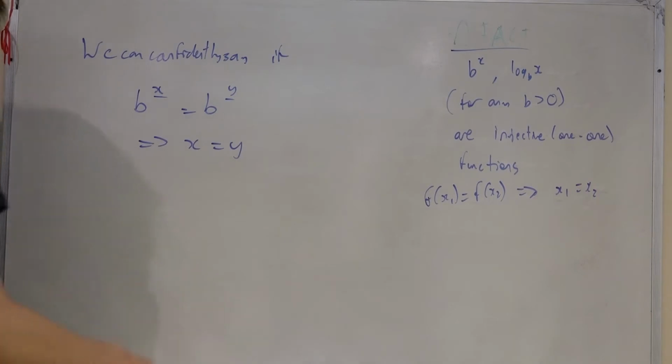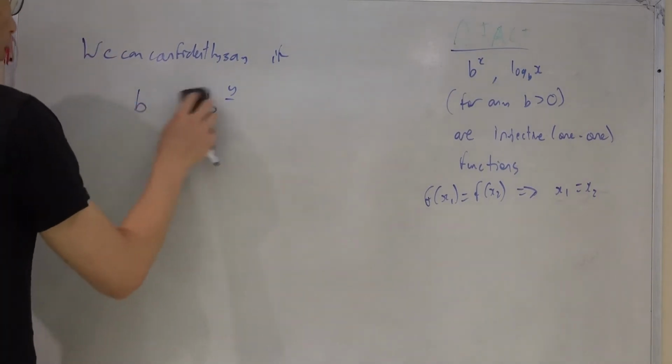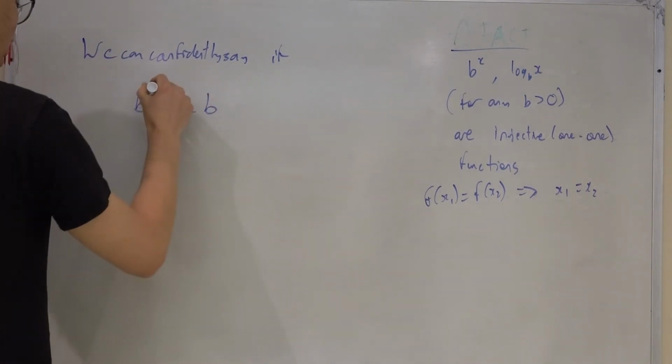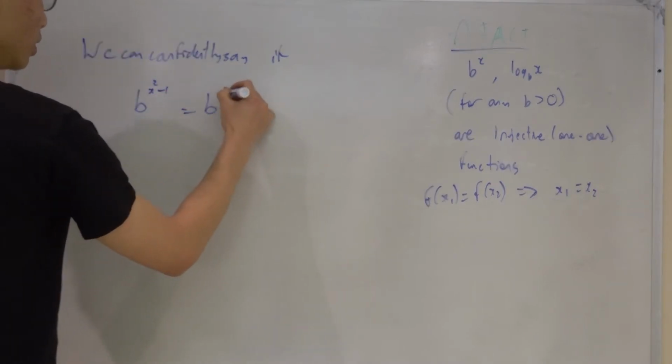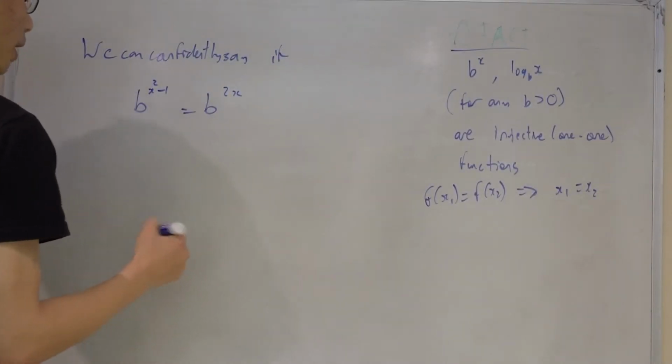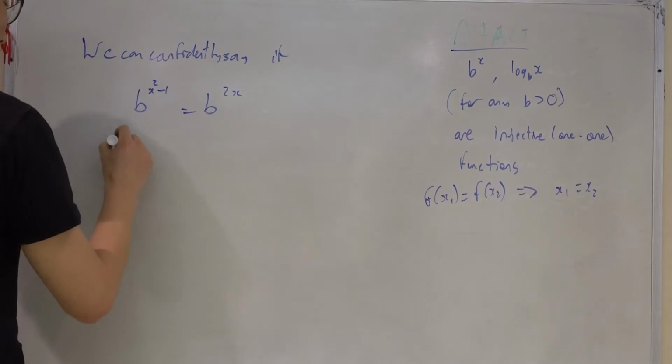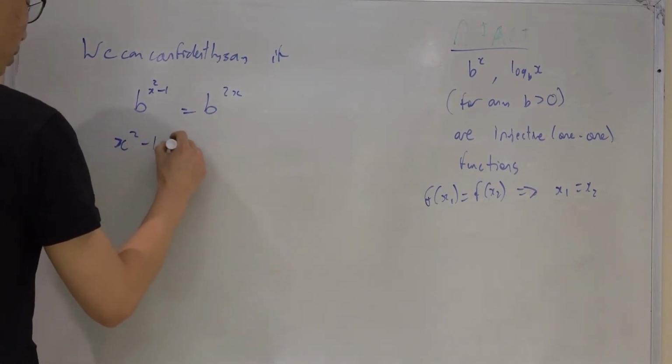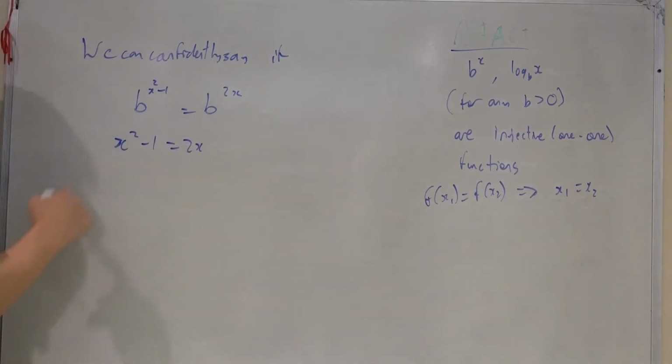So for example, if I said b to the x squared minus 1 equals b to the 2x, right? Then I could confidently say that x squared minus 1 is equal to 2x. And then from here, I could shift the 2x to the other side and then solve for x.